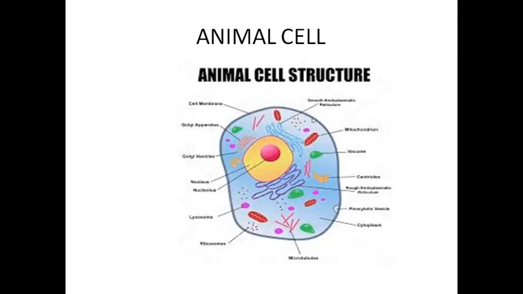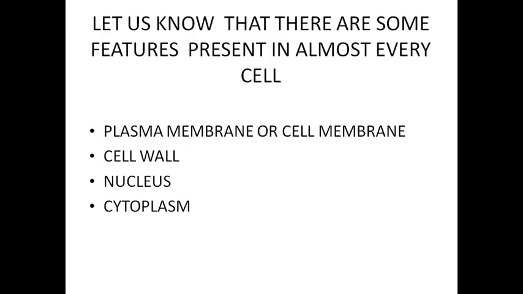You are having the animal structure, and I discussed last time that there are some features which are present in almost every cell. You are having the plasma membrane, or we could also call it a cell membrane, the cell wall, the nucleus, cytoplasm, and you are having several more organelles which I will discuss again maybe in the next session.